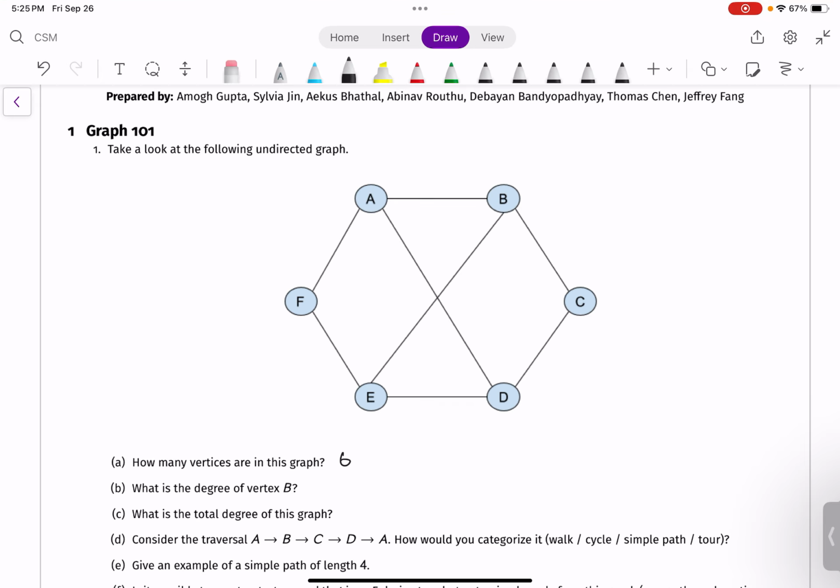Part B asks us, what is the degree of vertex B? So vertex B is adjacent to 1, 2, and 3 other vertices. So the degree of vertex B is 3.